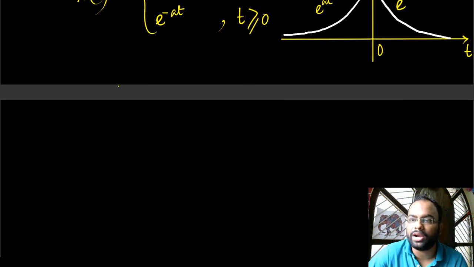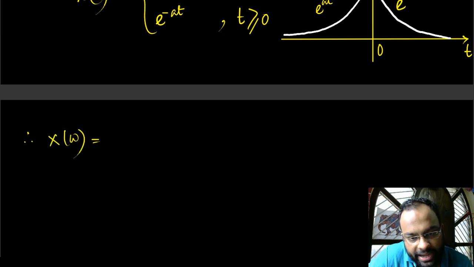So let's calculate the Fourier transform. What is the Fourier transform? We are calculating X(omega), the Fourier transform. Again, recall the capital X, right? So we have the integral from minus infinity to infinity.